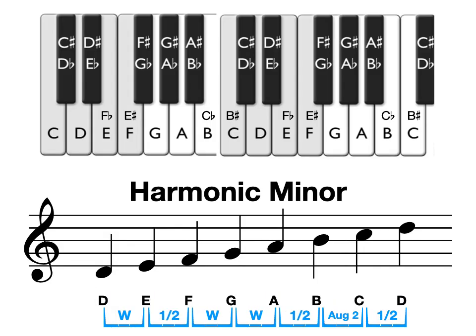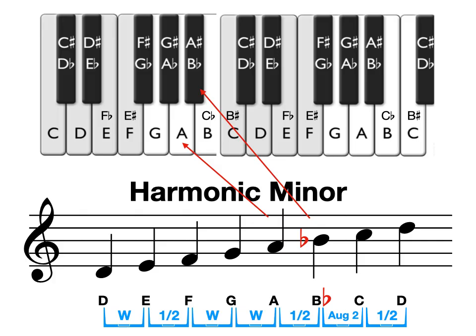Let's discuss the harmonic minor. It looks a lot like the natural minor, but there are some key differences. So let's build this one again. From D to E, whole step. E to F, our half step. F to G is our whole step. G to A is our whole step. A to B is a whole step. And remember, we have to make it a half step. So there's our B flat.